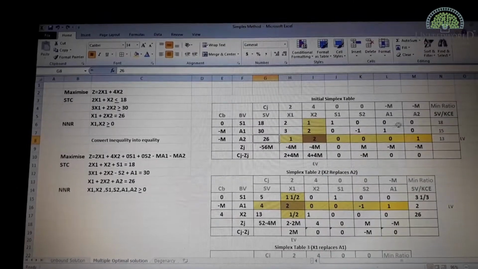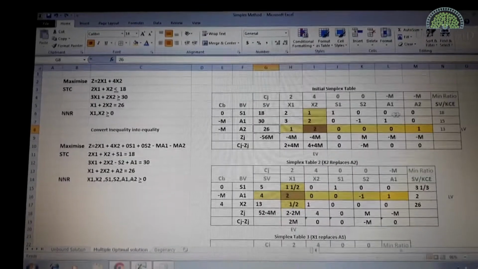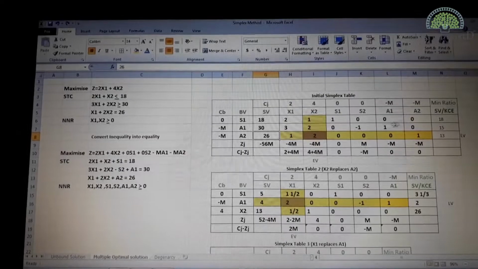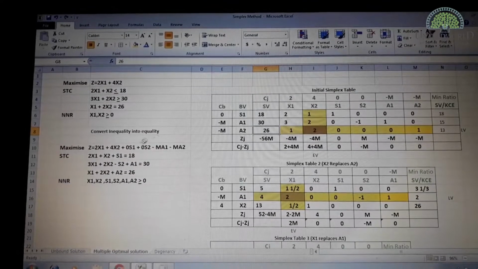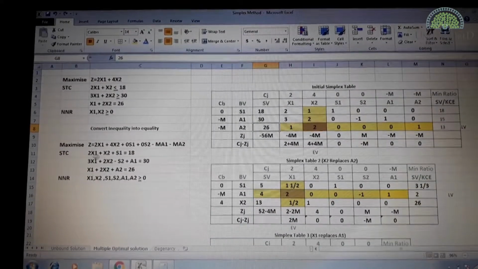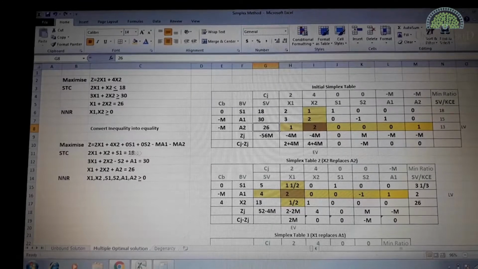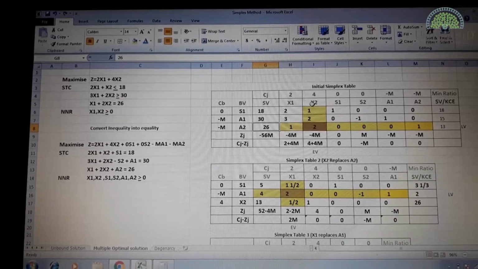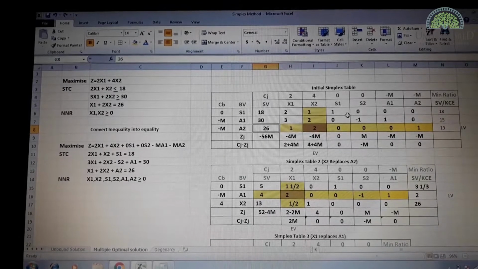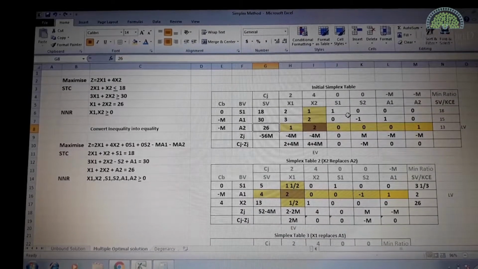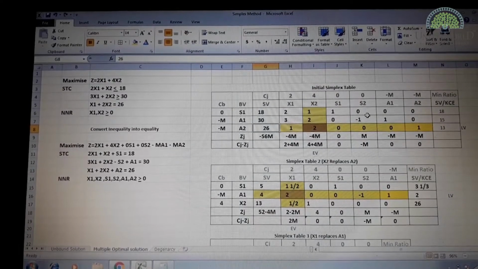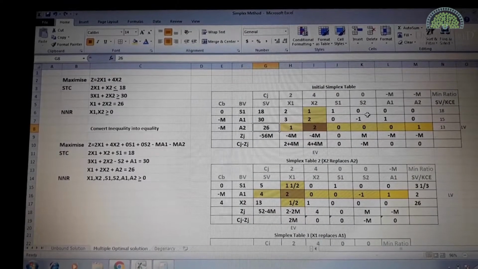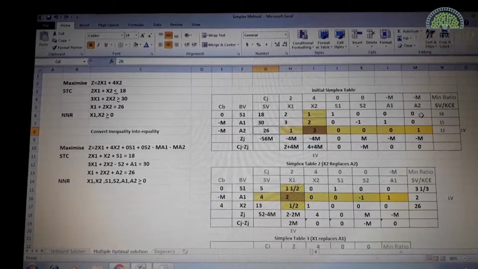Now the rest of the table will get its value from the constraints. That is, the first row gets its value from the first constraint. Your first constraint reads as 2x1 plus x2 plus s1. So you are going to write down under x1, 2x1 plus 1x2 plus 1s1. We do not have s2 in the first STC, so s2 will be given 0. We don't have artificial variables in the first constraint either, so their value will be written as 0.